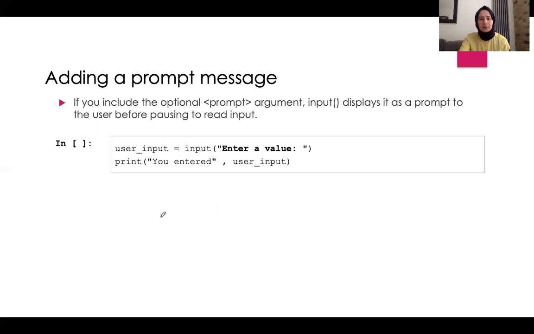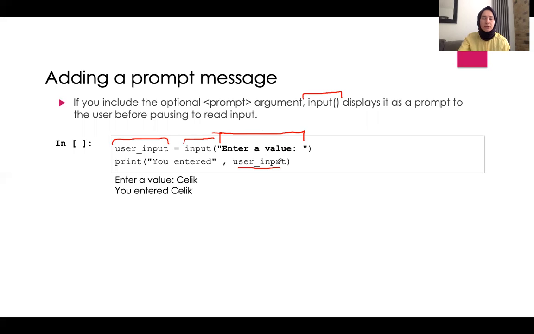We can add a prompt message to the input. The input displays this prompt message as a prompt to the users before pausing to read it. For example, we have a variable to hold the input, then we ask users for an input. Then we have a prompt message. Basically, this will be shown to the users. The users will see enter a value, then the user will enter a value. And here we print out the user's input.